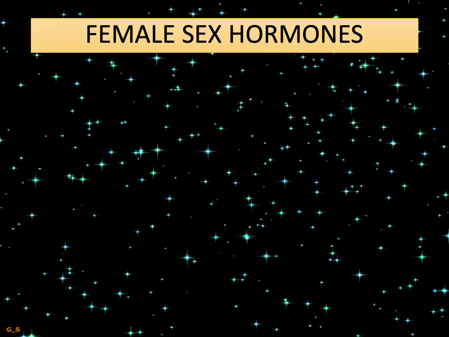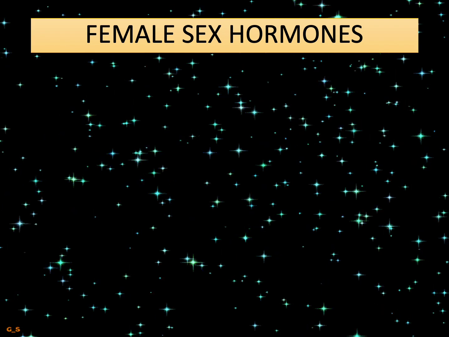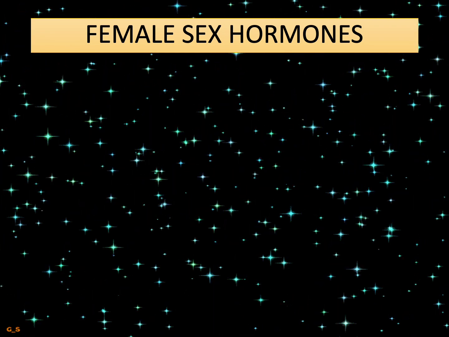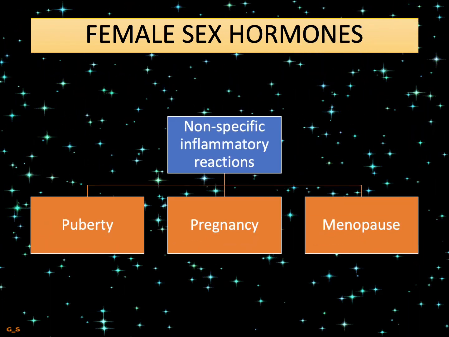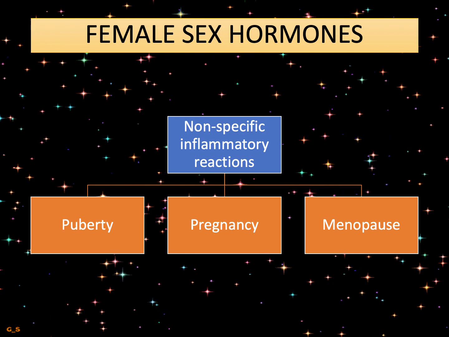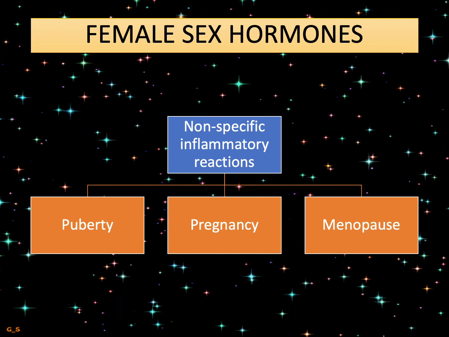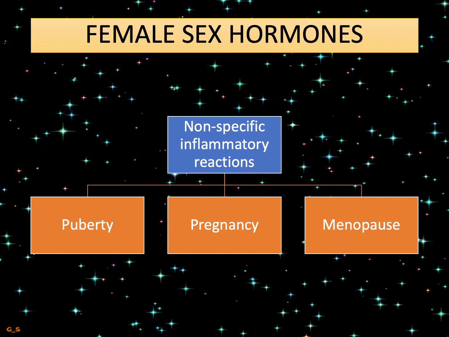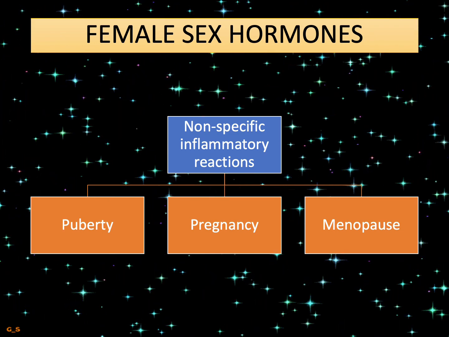Moving on to the effect of female sex hormone on the periodontium. Gingival alterations are seen during puberty, pregnancy and menopause. These are due to physiological hormonal changes which are characterized by non-specific inflammatory reactions.